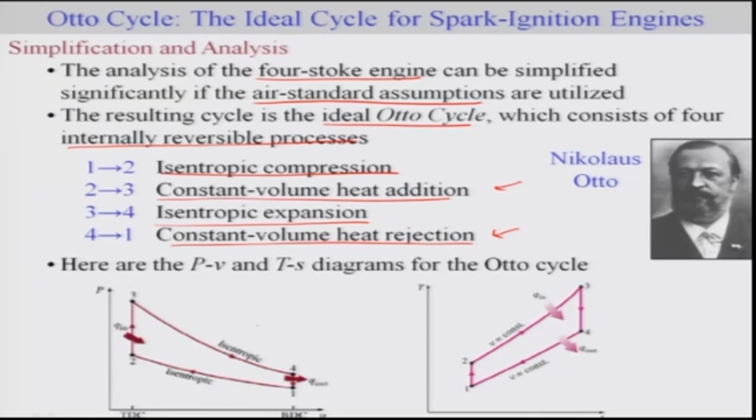So here is the corresponding PV diagram again. This we have already looked at. The corresponding TS diagram would be this, okay. So 1, 2, isentropic compression. This will be your constant volume heat addition, isentropic expansion, constant volume heat rejection, okay.